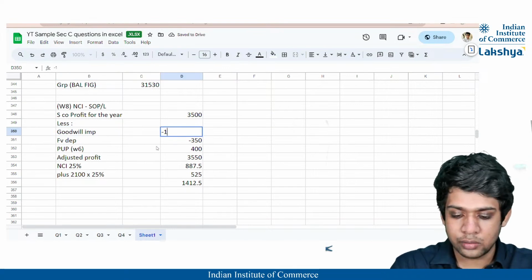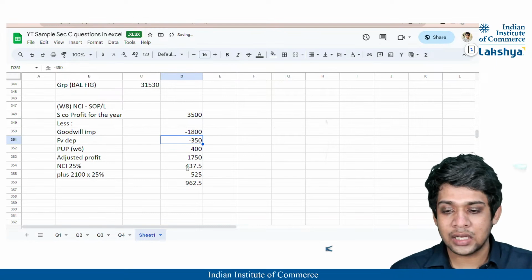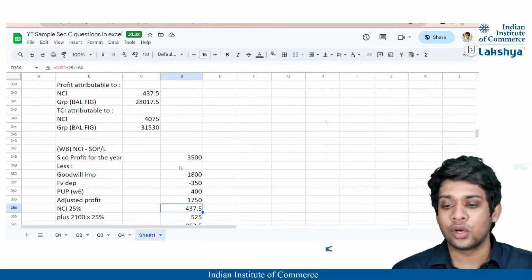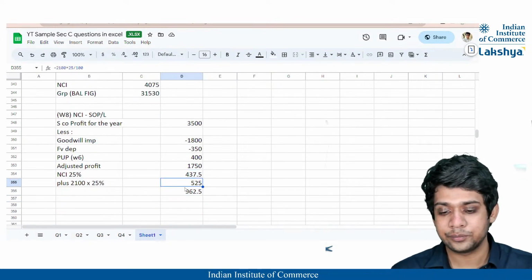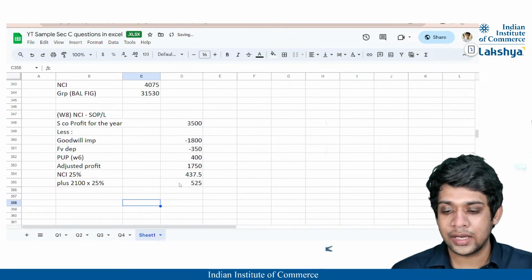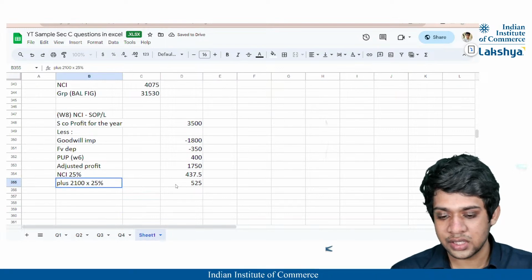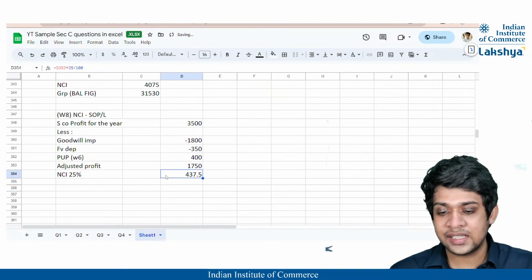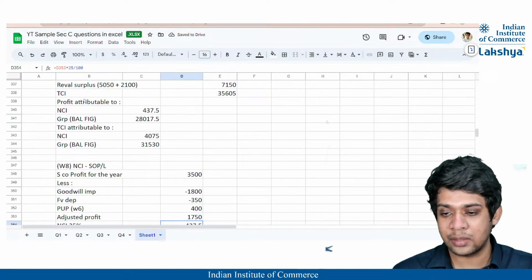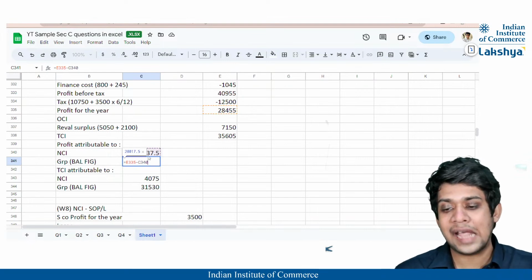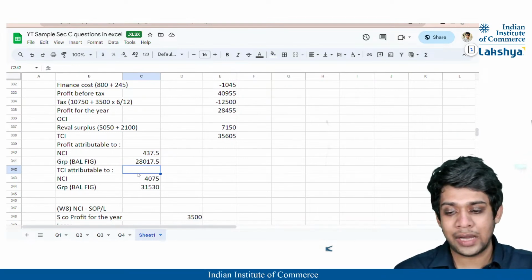So we will just include the goodwill impairment of 1800, and thus our adjusted profit will be 1750 and the NCI allocation to the profit will be 437.5, right? I'm just removing this value. Yeah. So guys, just ignore this part also. I'll just re-explain the allocation. So NCI is 25%, that is 437.5. So the profit attributable to NCI will be 437.5, and this will be nothing but the difference between the profit and the amount of profit allocated to NCI.